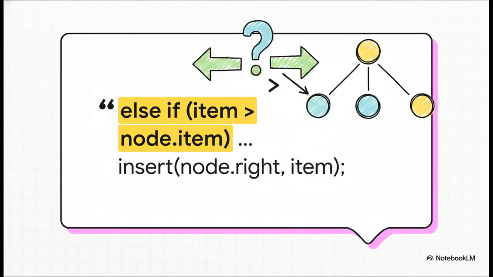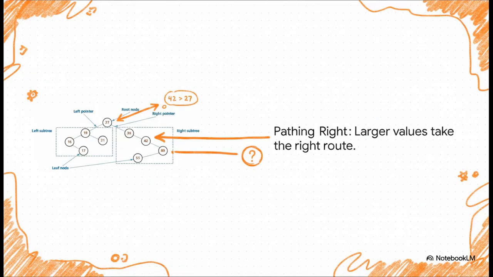But what if the number is bigger? That's where our else if statement comes in. Else if item is greater than node.item, insert right. The computer just pivots its attention and steps down the right branch instead. Let's trace an orange route for these larger numbers. Say we have 42. It's bigger than our 27 root, so we step right. It's bigger than 36, so we step right again, and boom, we found its perfect sorted spot.